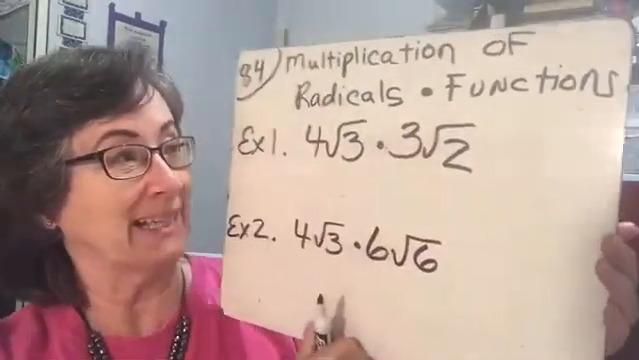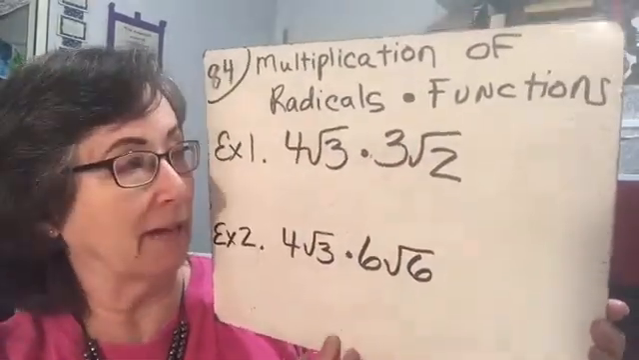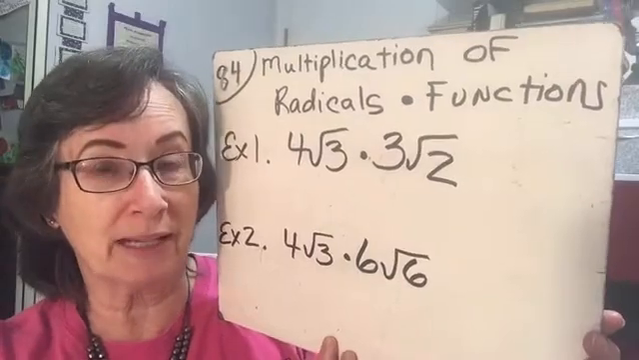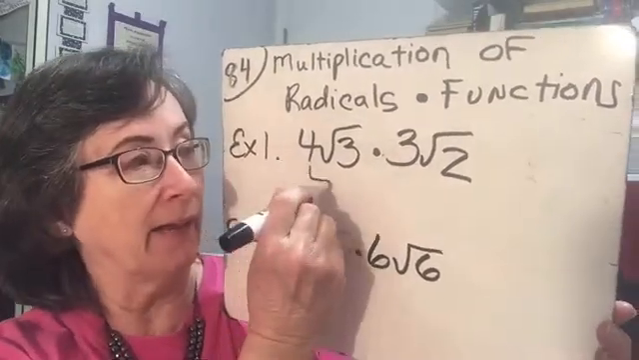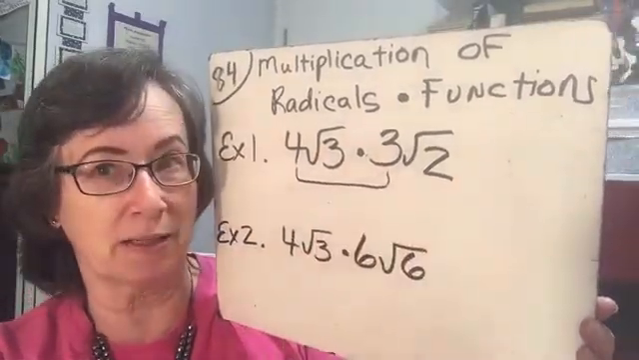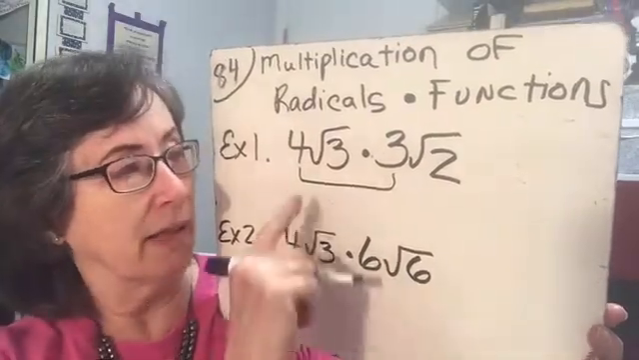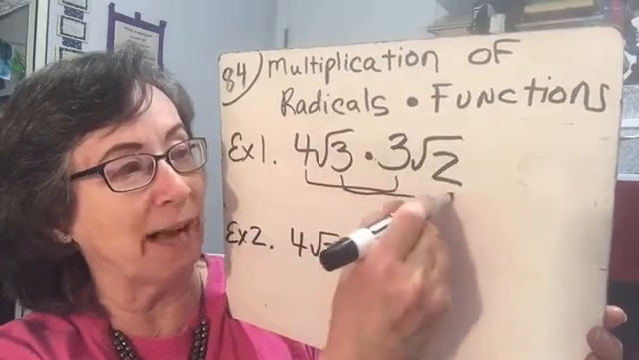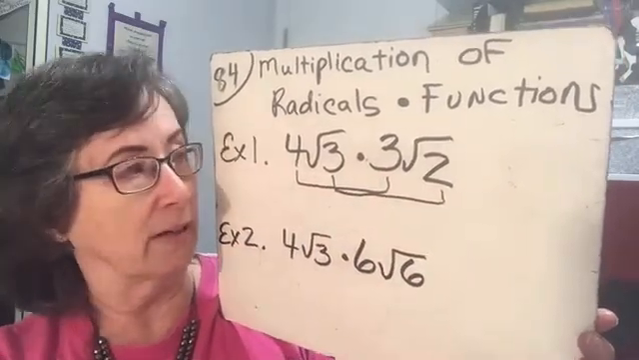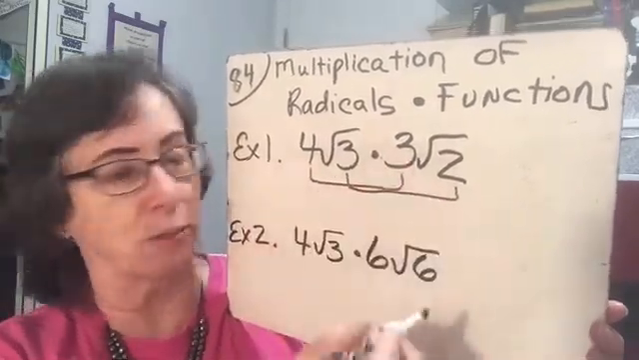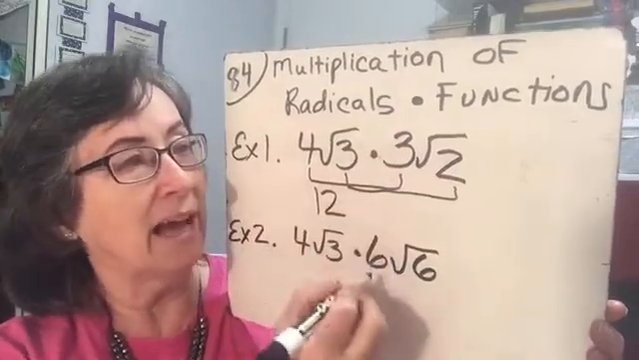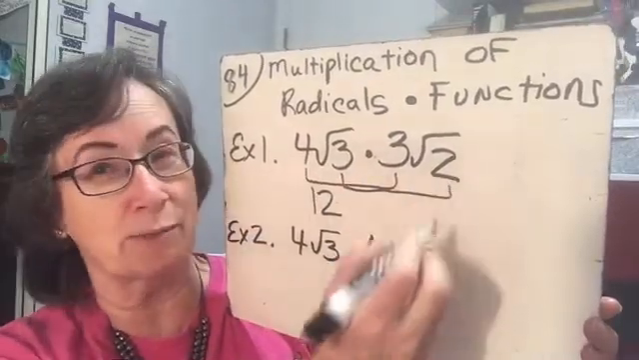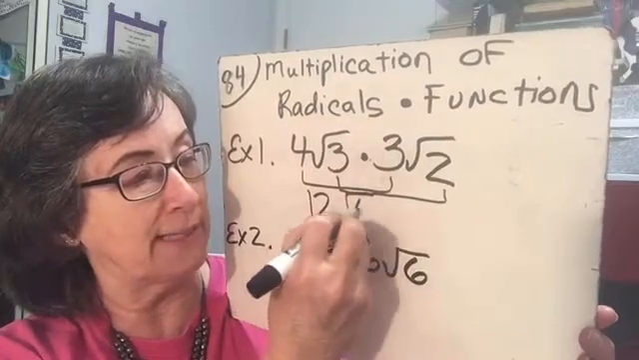There are two examples for multiplying radicals. When we multiply radicals, we always multiply the rational parts, that means they're outside the radical, together, and we multiply the irrational or the radical parts together. So 4 times 3 is 12, times square root of 3 times square root of 2 is square root of 6.